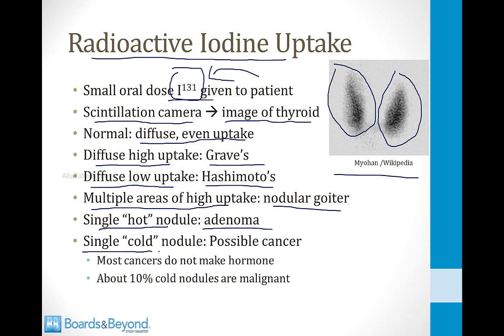If you see a single cold nodule, this suggests that the patient may have a cancer. Most cancers do not make hormone, and about 10% of cold nodules are malignant. So you can imagine that if someone presents with a thyroid nodule, you could do a radioactive iodine uptake test, and if you found that the nodule was cold, you then might want to go and biopsy it because there's a chance it could be malignant.